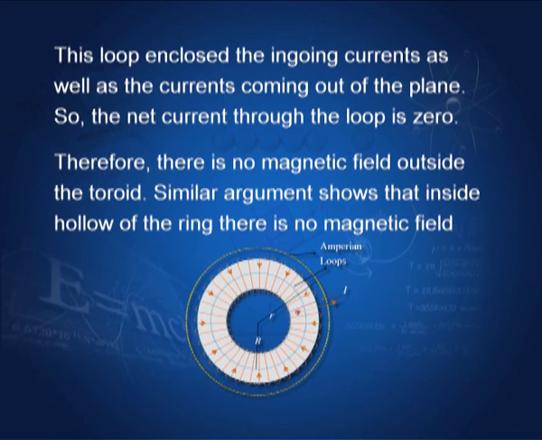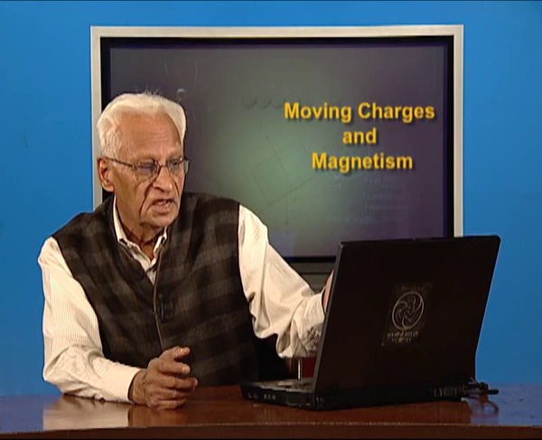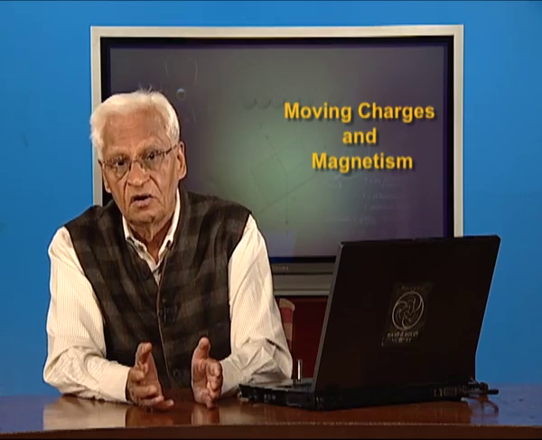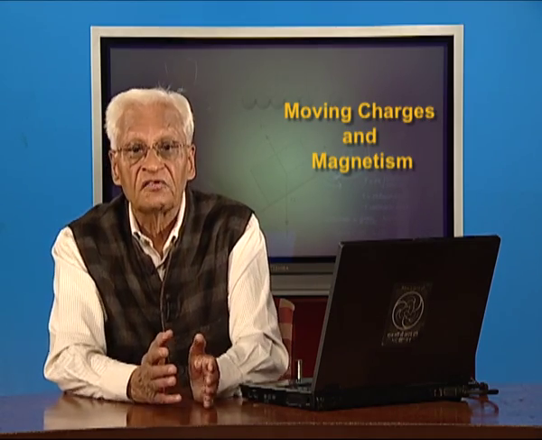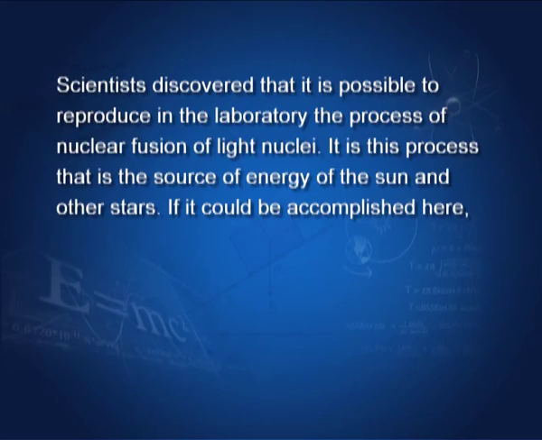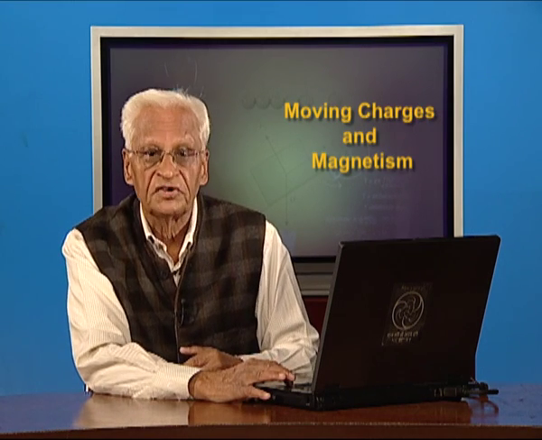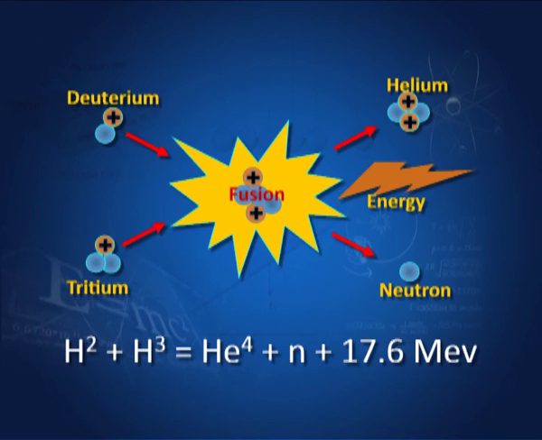Now, why is the toroid so important? Scientists discovered that it is possible to reproduce in the laboratory the process of nuclear fusion of light nuclei. It is this process that is the source of energy in the sun and other stars. If it could be accomplished in the laboratory on the earth, we will have a huge source of energy which is clean, and the best candidates so far that might react are the light nuclei deuterium and tritium, and if they react then we can get a lot of energy, and this energy would be clean energy.